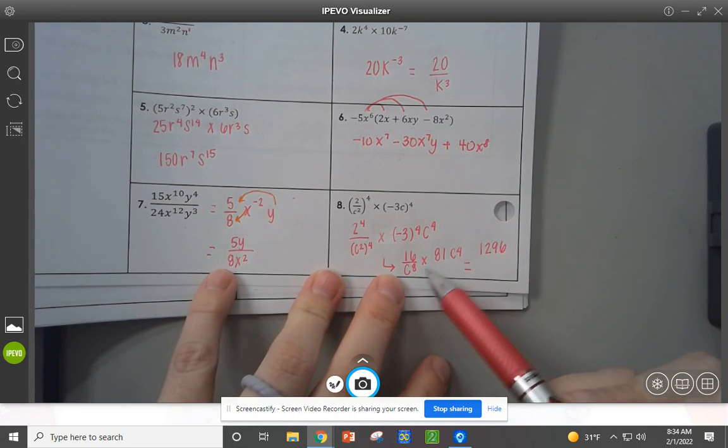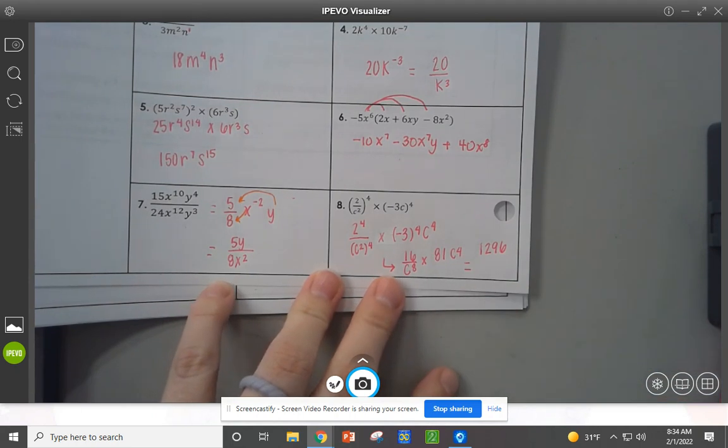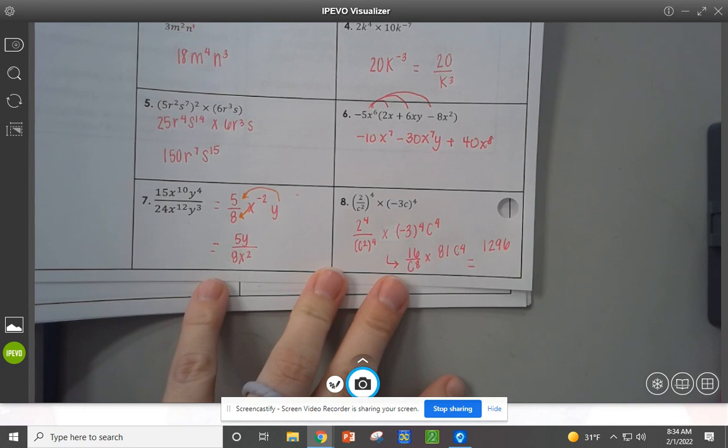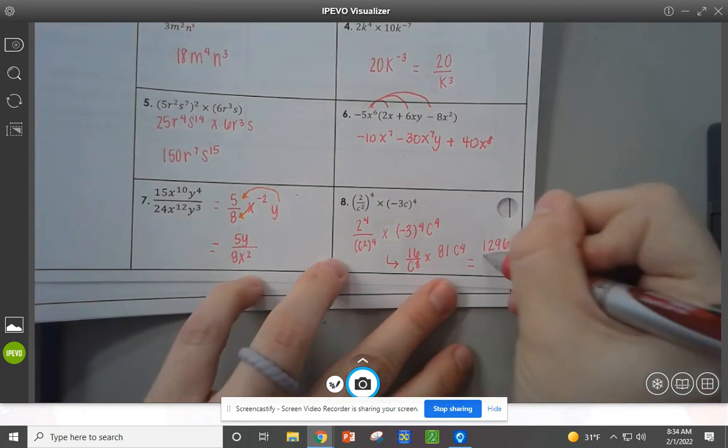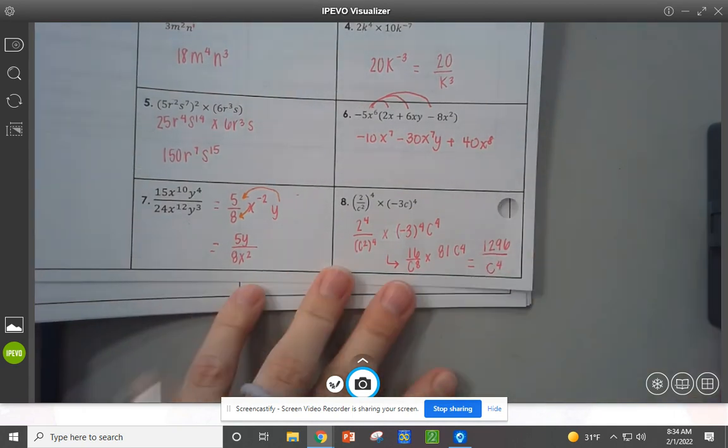And then think of your c's. You have 4 on top and 8 on the bottom. That means there's 4 more on the bottom. So we're going to be left with c to the 4th on the bottom.